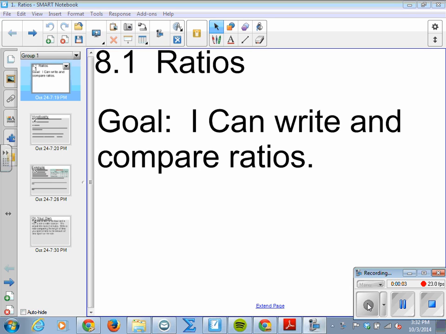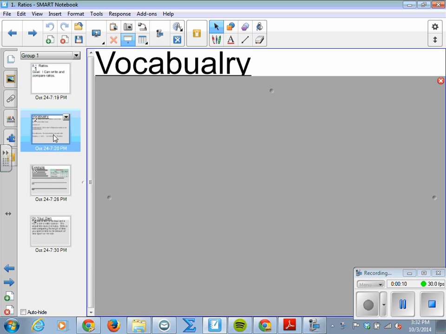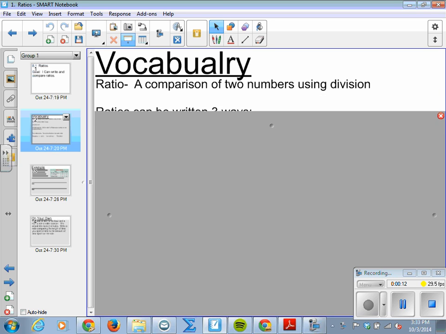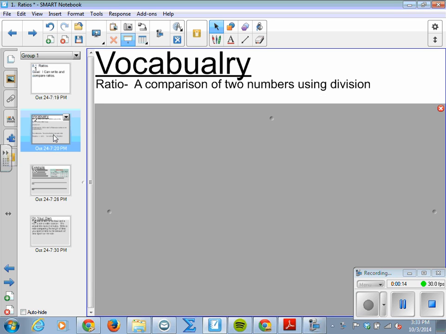We are now into Unit 2, Ratios and Proportions. We will start this unit by looking at ratios. Vocabulary. A ratio is a comparison of two numbers using division.